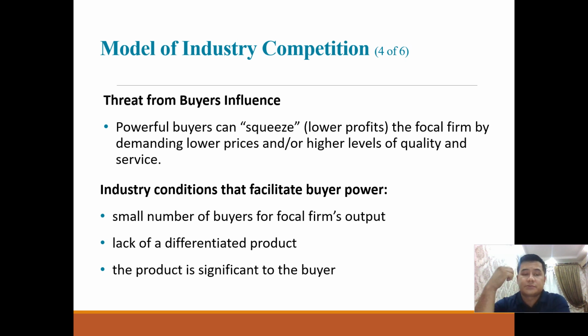So, threat from buyers' influence. Powerful buyers can squeeze the focal firm's profit by demanding lower prices and higher levels of quality and services. Industry conditions that facilitate buyer power: small number of buyers for the focal firm's output, lack of product differentiation, the product is significant to the buyer.